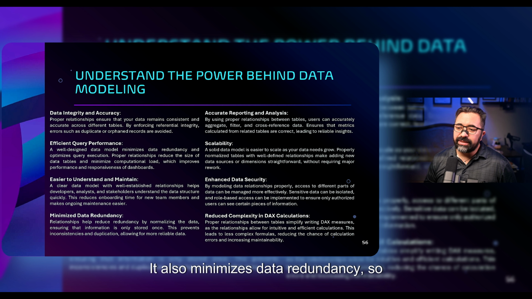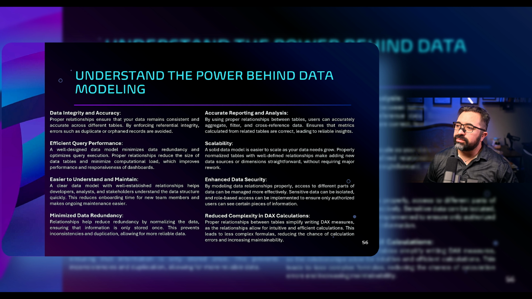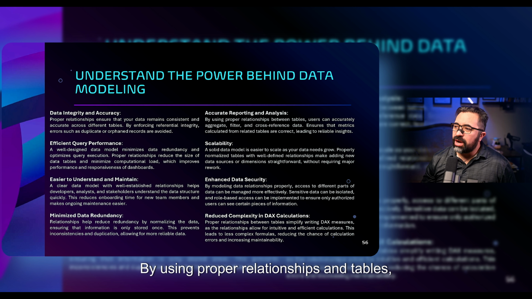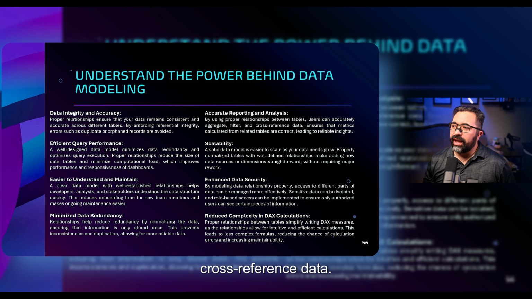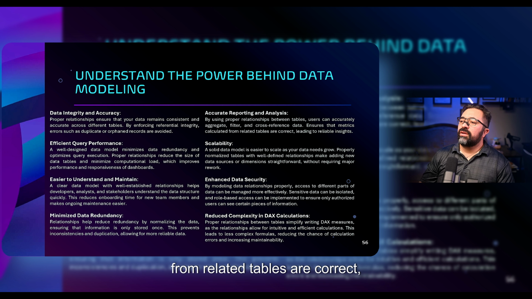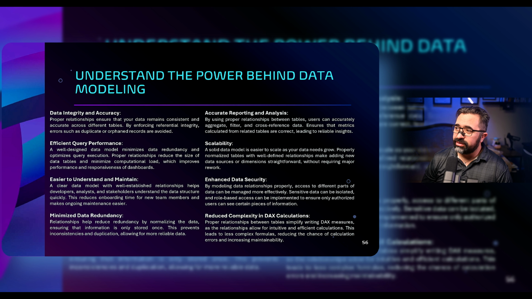It also minimizes data redundancy. Relationships help reduce redundancy by normalizing the data, ensuring that information is only stored once. This prevents inconsistencies and duplication, allowing for more reliable data. Also, accurate reporting and analysis. By using proper relationships and tables, users can accurately aggregate, filter, and cross-reference data. This ensures that metrics calculated from related tables are correct, leading to reliable insights.